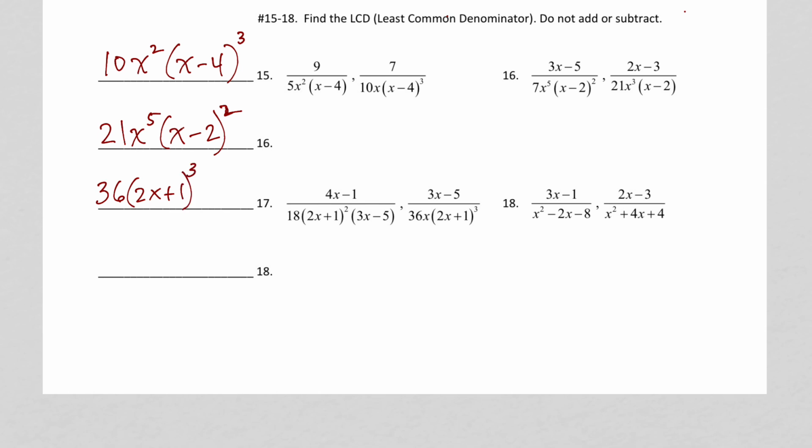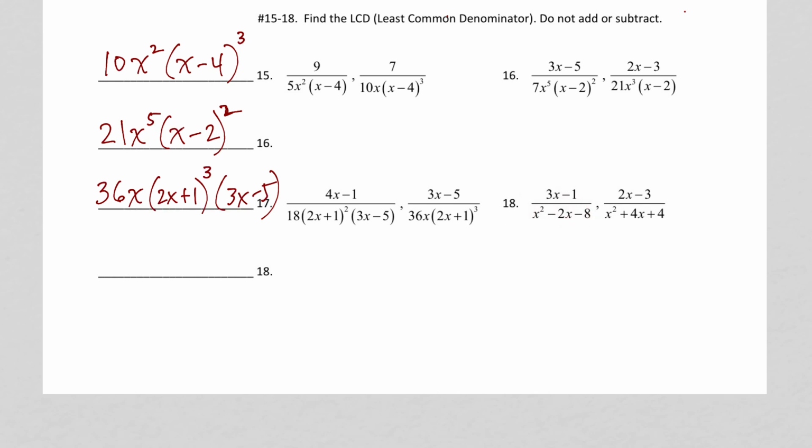And then I'll look at the 3x minus 5. Oh, I forgot my x. I have 1 here and 0 there. 1 is more. So let's put the x first. You have to put the monomial factors first. And then I'll put the 2x plus 1. And finally, I'll put the 3x minus 5. Now, for the 3x minus 5, you have 1 here and 0 here. 1 is more, so it'll be a 1 there. So all of that is the LCD for that.